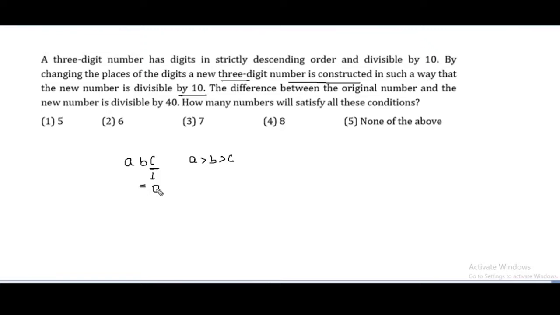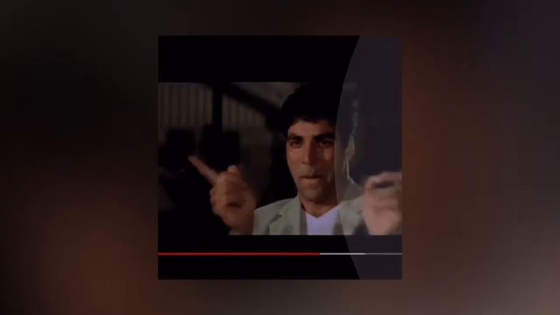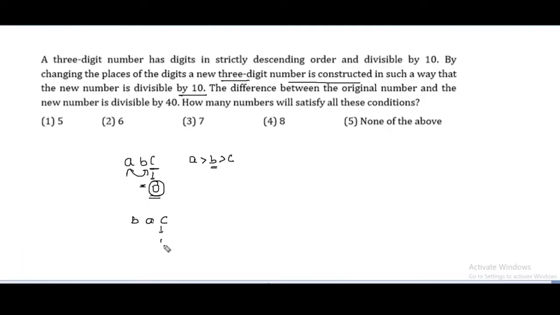because if this digit is 0 and this digit is 0, and I interchange these two digits, the number is not in descending order, so these two digits cannot be the same. And the number is still divisible by 10, so we have not changed the place of this digit, we have just changed the places of these two digits. So now the new number becomes BAC. After changing the digits of these two places, the number is still a multiple of 10. The difference between the original number and the new number is divisible by 40.